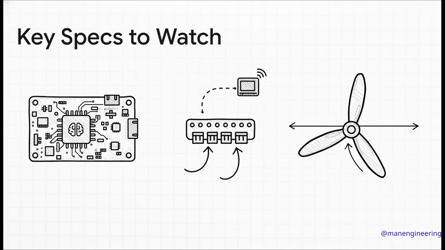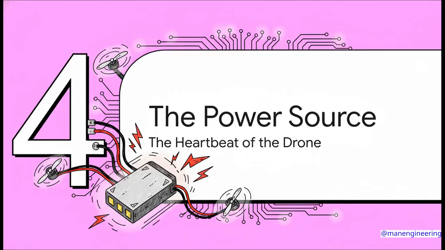A newer F7 or H7 is going to be faster than an older F4, which just means smoother flight and more features. And propellers? You'll see these numbers, like 5x4x3, and it might look like some kind of secret code, but it's really not. It just means the prop has a 5-inch diameter, a 4-inch pitch, which is how far it moves forward in one spin, and 3 blades. Simple as... Okay, now for the part that powers, well, everything, the battery.